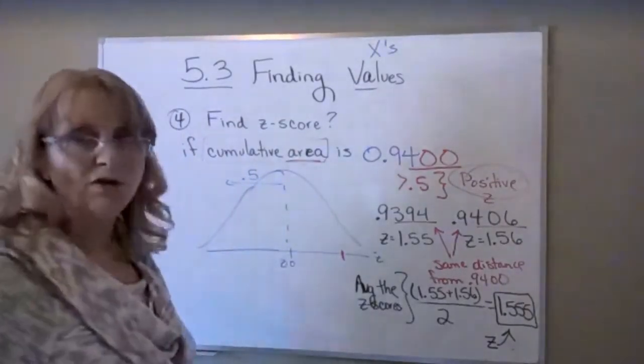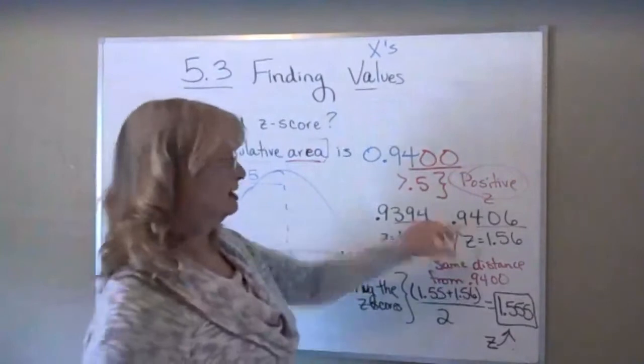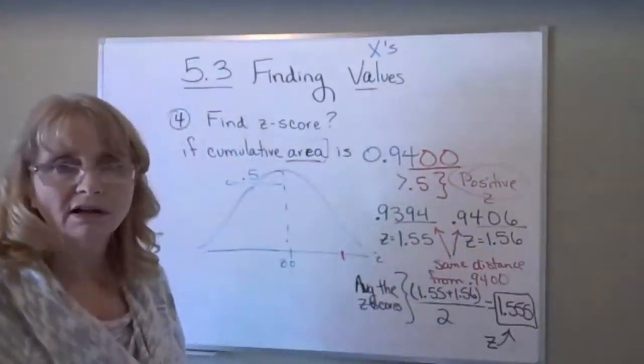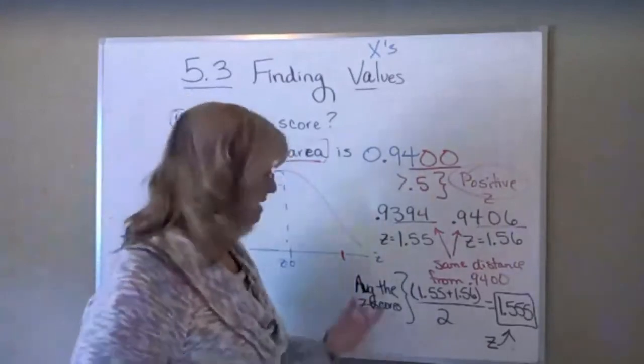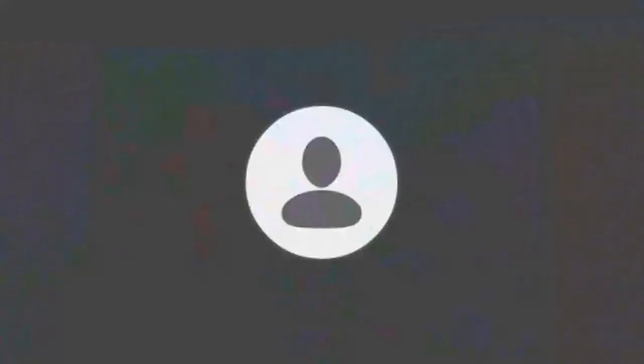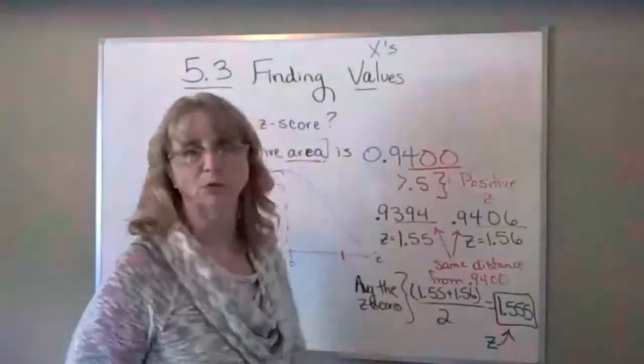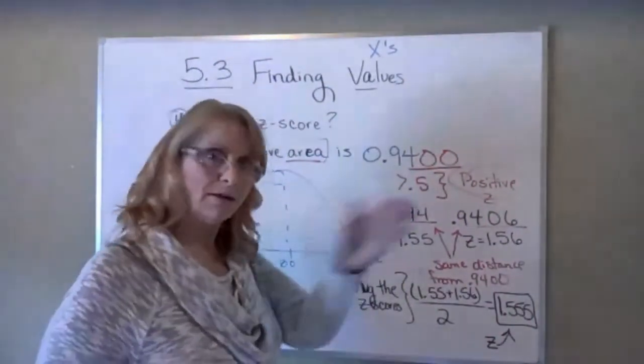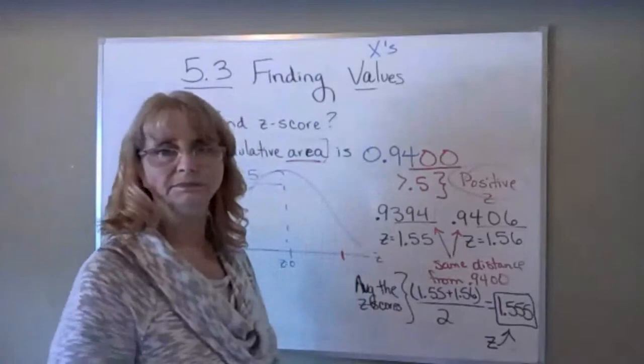So Diamond, the one you had, possibly your two areas were exactly the same distance from the area you were looking for. So when that happens, basically what it's doing is you end up adding a 5 onto the smaller one to get the halfway point. Oh, okay.